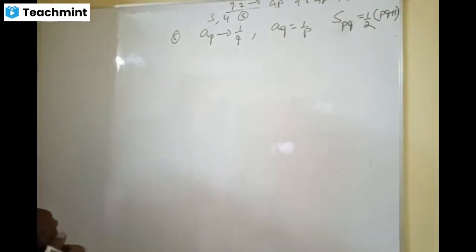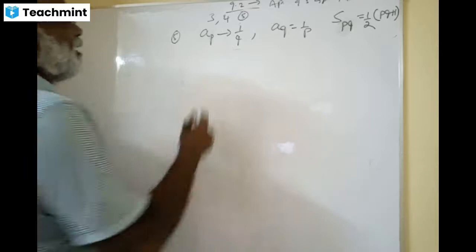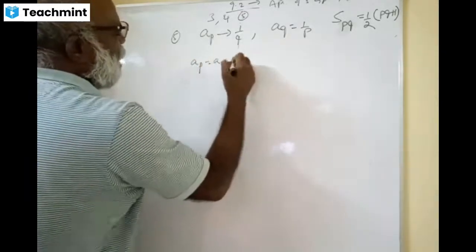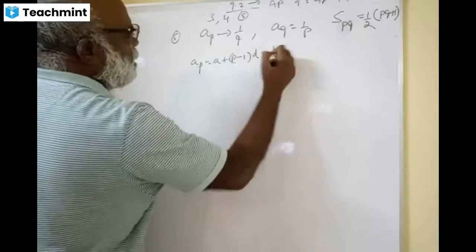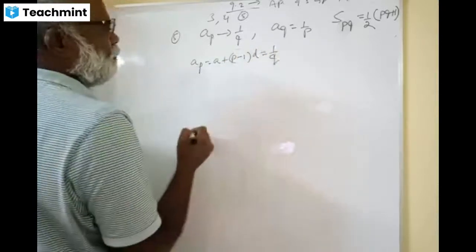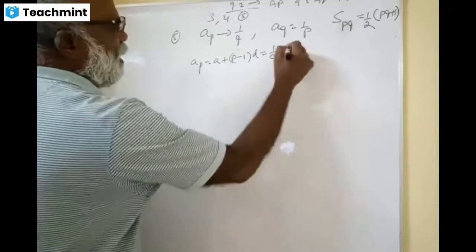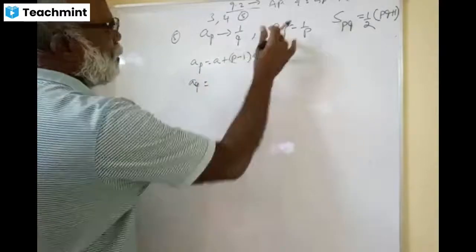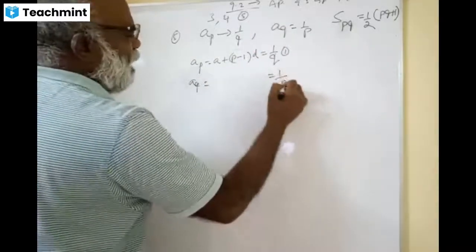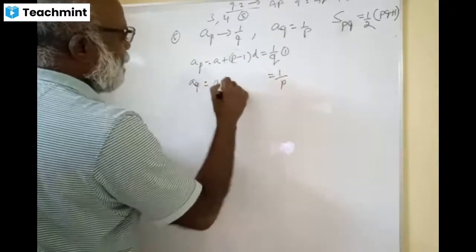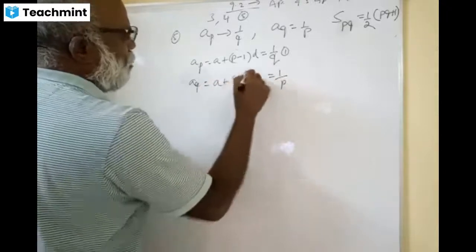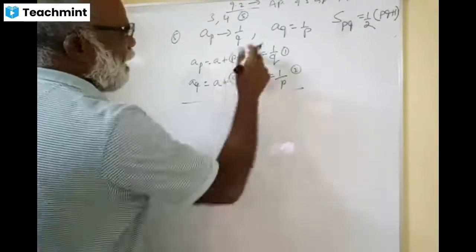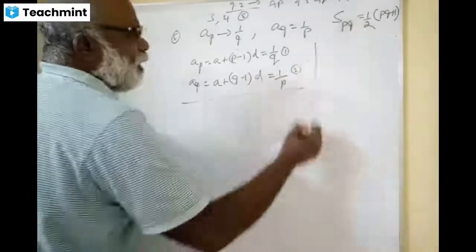Numericals are missing, therefore it's difficult to handle, okay? This is the An formula here. So AP equal to A plus P minus 1 into D, that is 1 by Q. Do you agree? Equation number 1. Yes or no? Then AQ, the qth term, is 1 by P, and you know the AQ formula is A plus Q minus 1 into D. That is equation number 2, by which you solve for A and D, then you substitute in the SPQ formula.